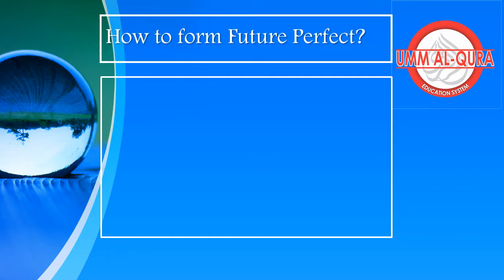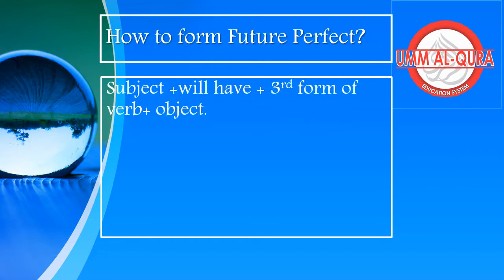First we are going to discuss the affirmatives. You remember, very good. What will come first? Obviously the subject will come first. Which helping verb are we going to use over here? It is will have. Will have we are going to use, and which form of verb do we use in perfect tense? It's always the third form of verb, and in the last will come the object.